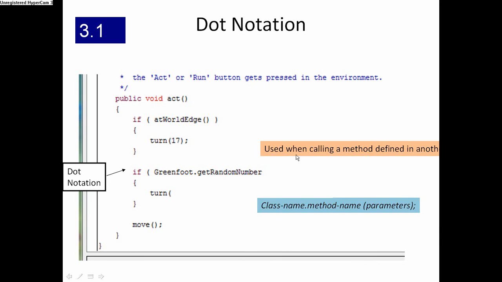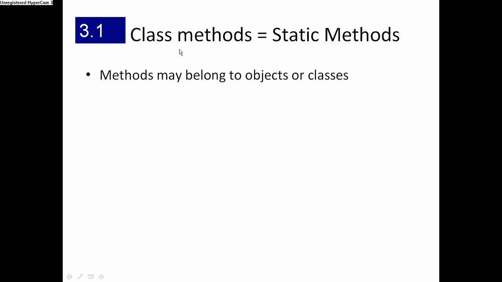So this is used when calling a method defined in another class. Okay, and the class name dot method name parameter. So you say class name Greenfoot dot method name getRandomNumber, and then the parameters, and I'm not showing the parameters yet. Okay, so this is the dot notation. Okay, so let's talk a little bit more about this. So a class method equals a static method. So methods may belong to objects or classes.